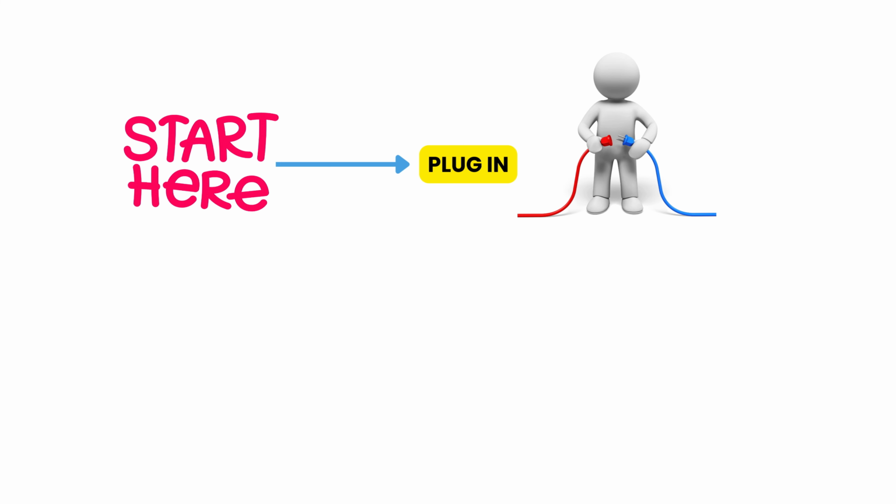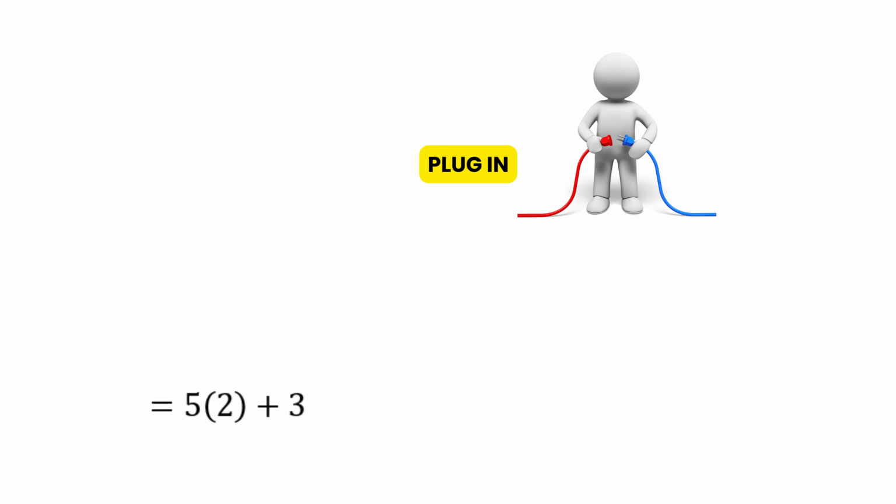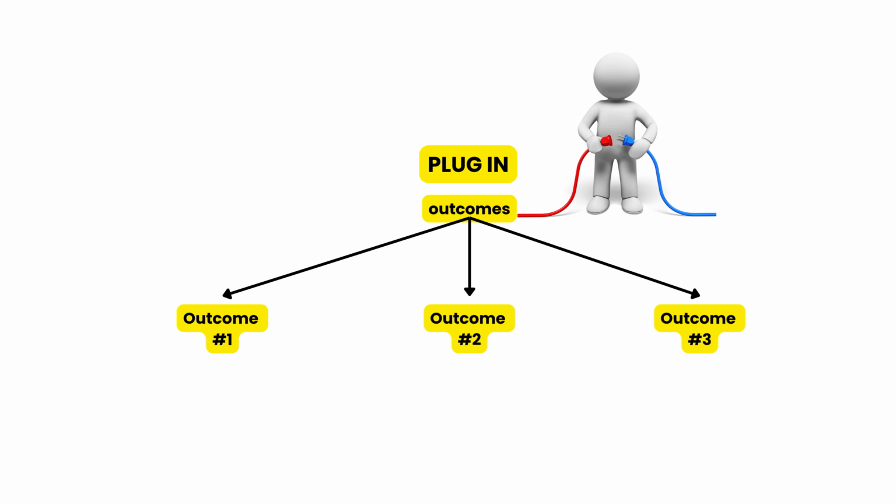Our game plan starts by substituting the limit approach into the limit itself. Remember, the limit approach is that little value written underneath the limit sign. So all we're doing is taking that value and plugging it straight into the expression. Once you've done that, you'll see we can get one of three possible outcomes. And this is super important because we deal with each of those outcomes in a different way.